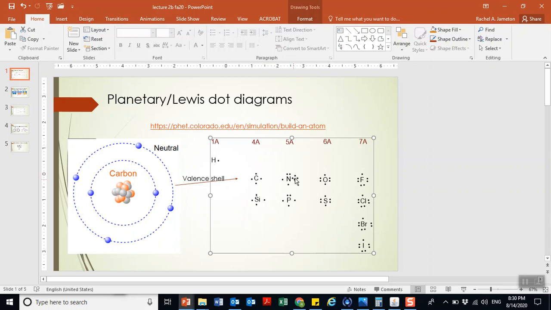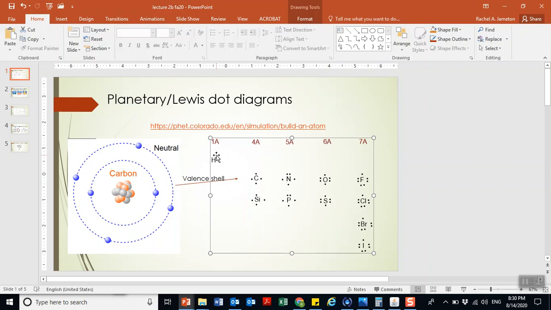Nitrogen can form 3. This is a lone pair, and each bond is made up of 2 electrons, so there's no more room in this lone pair to form a bond. That orbital is already full. We've got oxygen, which has space for 2 bonds, and fluorine has space for 1.